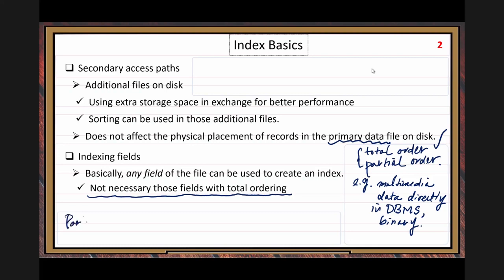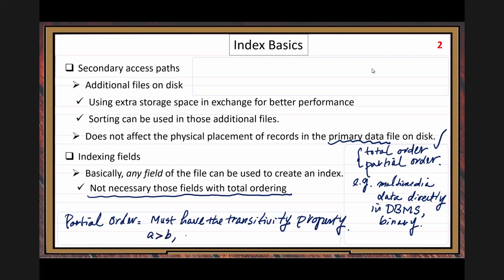Partial order is still an order, so the basic property it must have is the transitivity property. That means if A is greater than B and B is greater than C, then it must imply A is greater than C. That is the transitivity property.